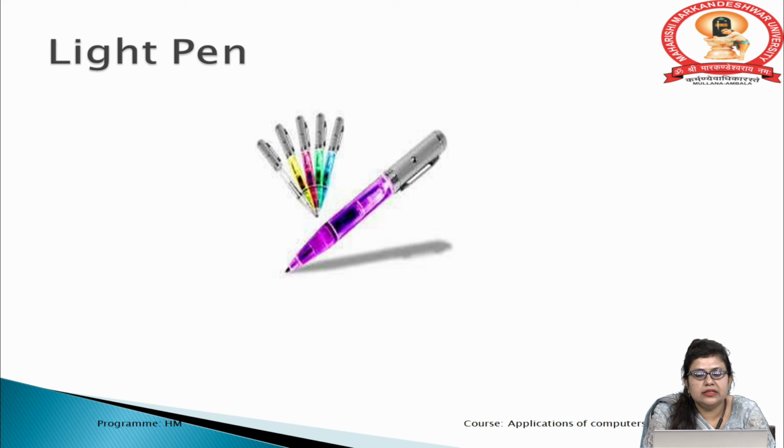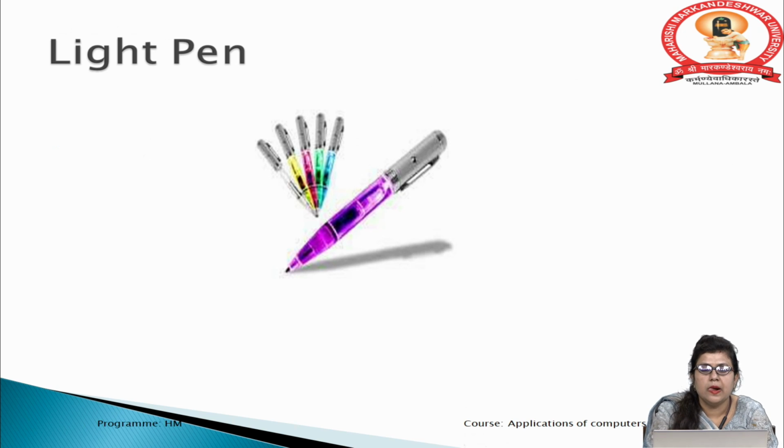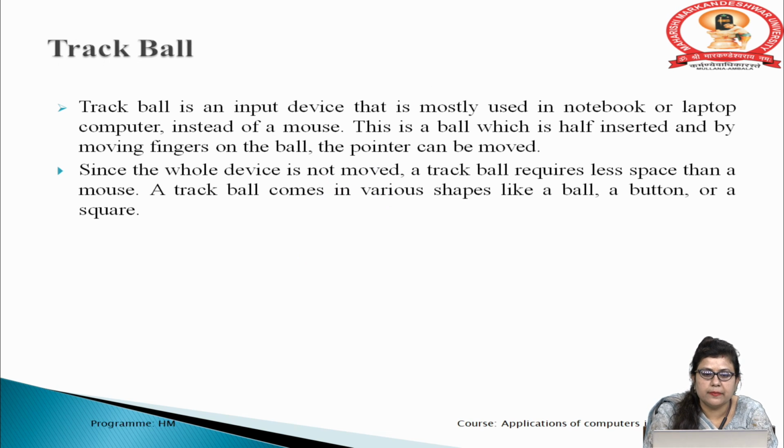From here you can see the tip position. The tip of the pen is moved over the monitor screen, and then the pen button is pressed and the photo sensing element detects the screen location, and the corresponding signal is sent to the CPU. This is a diagram showing that.